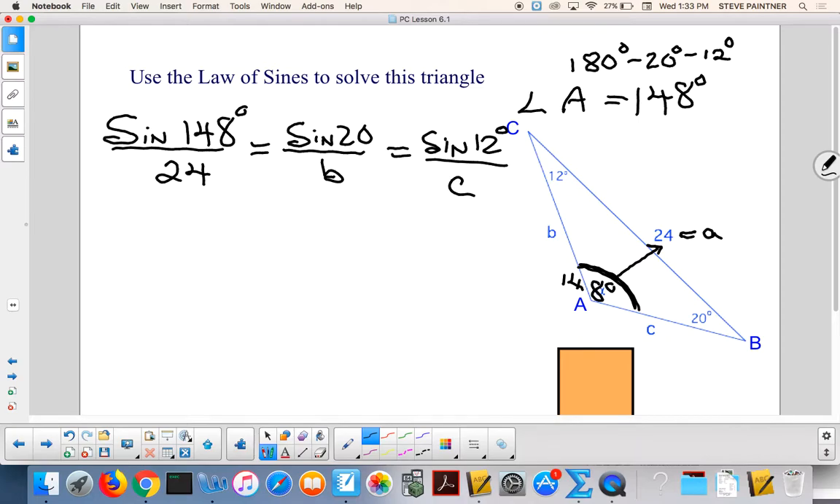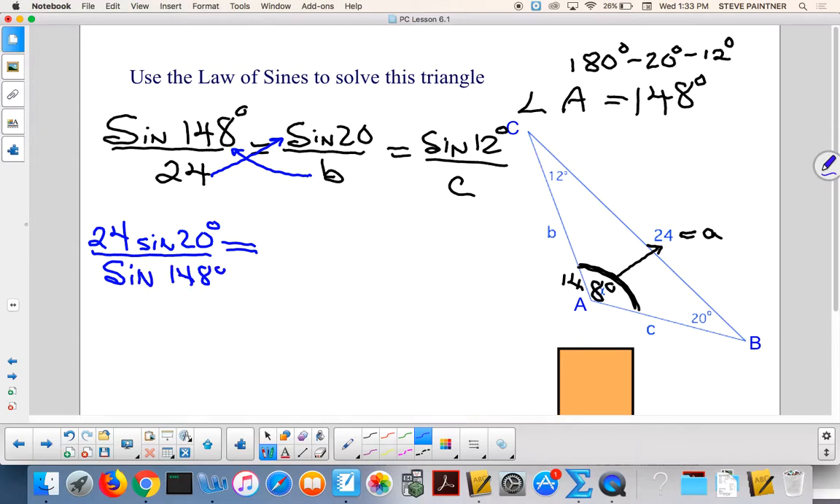Okay. Pick two at a time. Now you could do A's with C's or A's with B's. It doesn't matter. So if I did this now I'm going to go quicker. Ready? I do know this times this. I should write that down. 24 times what? Sine of 20. I do know it's B times that, correct? But what would you do to solve for B? Divide by sine of 148. Okay, and that's going to get you your B.